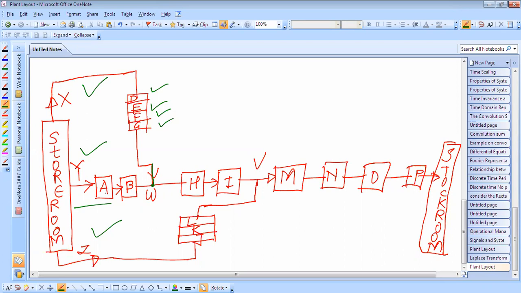It is performed on the machines A and B, and the products of X and Y, whatever the products we are getting from this X line and Y line, they are assembled at this point W. They are assembled at this point W, and again they get processed at the machines H and I. And after that there will be other machines coming from the Z line.